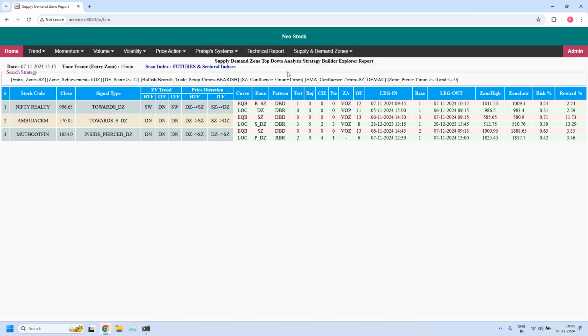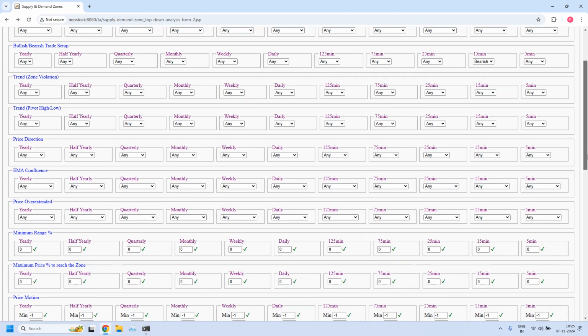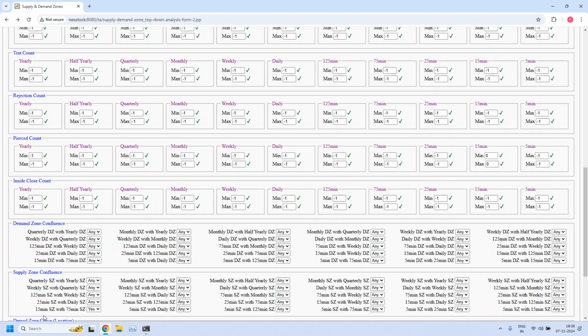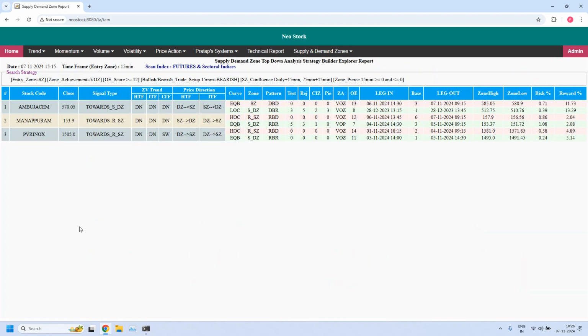Next, let us identify LTF, ITF, HTF supply zone confluence. I am removing this EMA filter. In the supply zone confluence, three filters we should set. First one is already enabled. Next, 15 minute supply zone with daily supply zone confluence, and 75 minute supply zone with daily supply zone confluence. With all the three filters, we got three stocks.